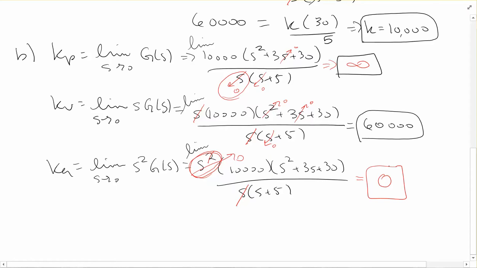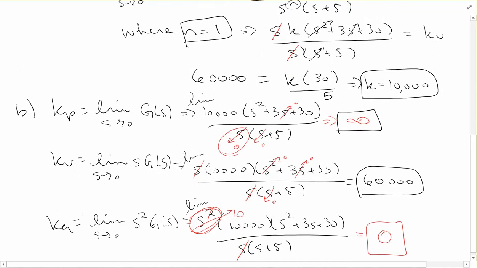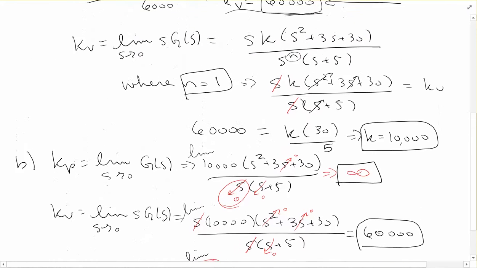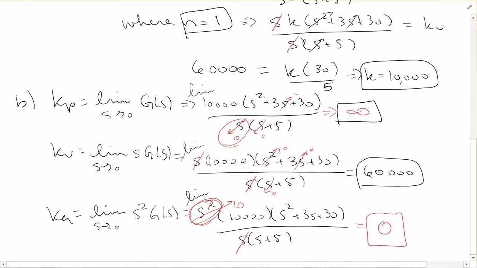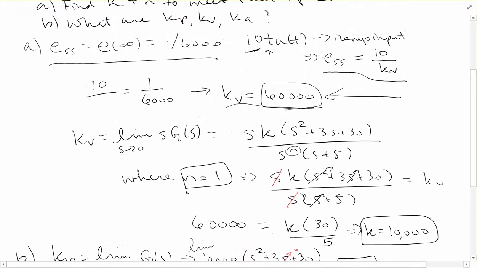So this is just an example of how you can use these error constants to find different parameters. And then using these error constants, you could figure out what your steady state error would be, all different sorts of things. Okay?